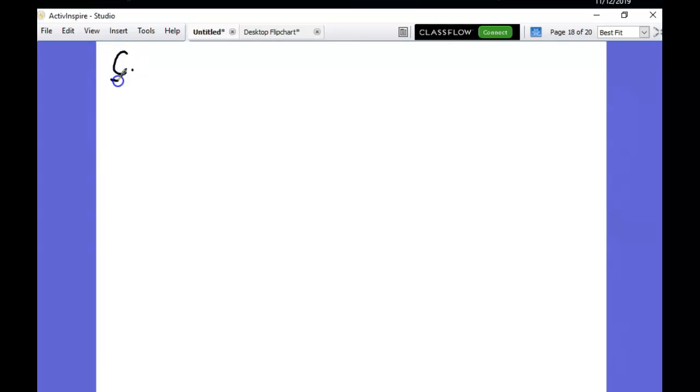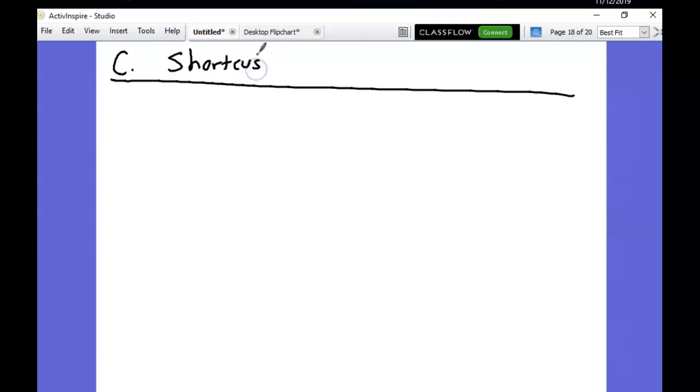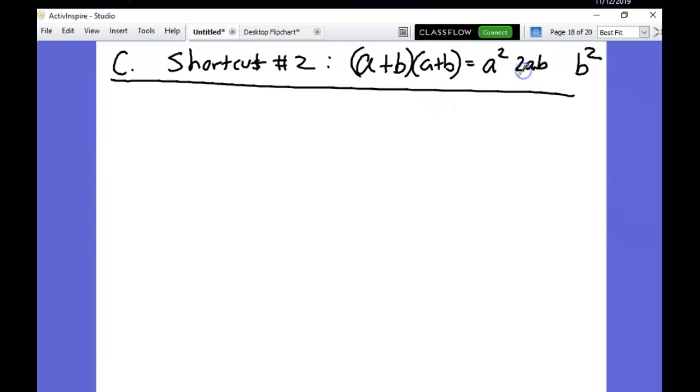So we're on part C. We're going to call this shortcut number 2. So if you guys see A plus B times A plus B, the shortcut is this. You square the first term, you square the last term, you multiply these together, and double it. Saves you a little bit of time.